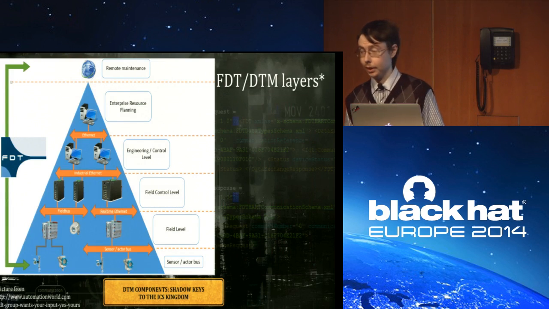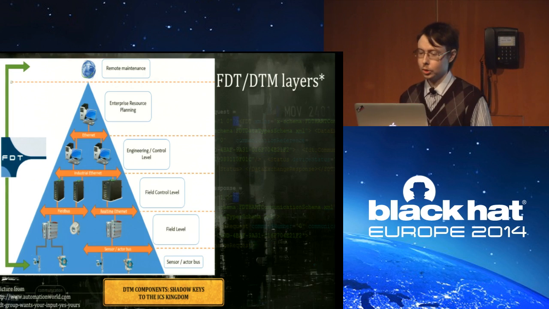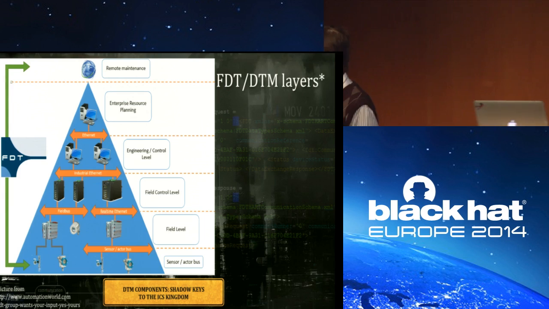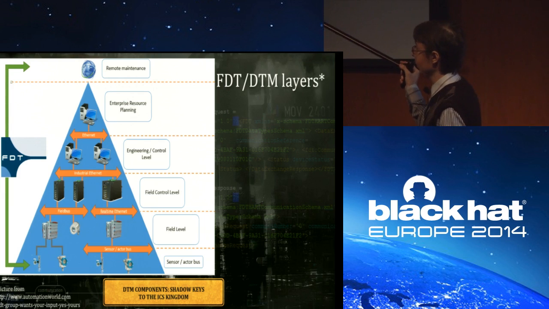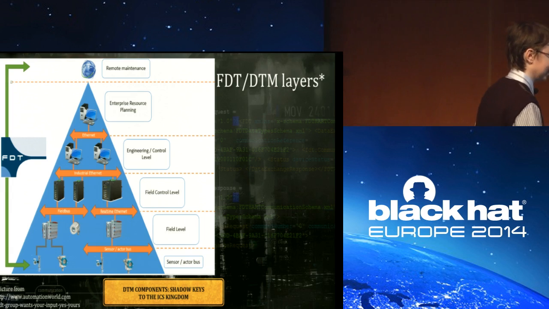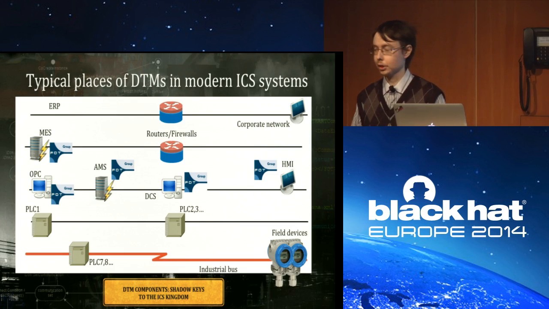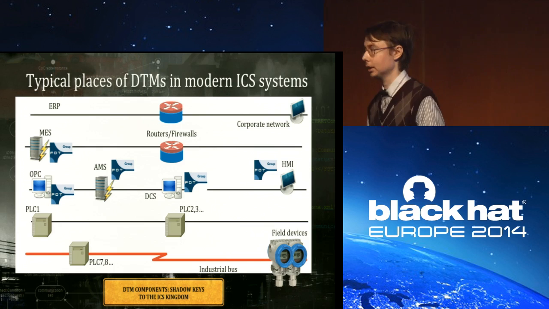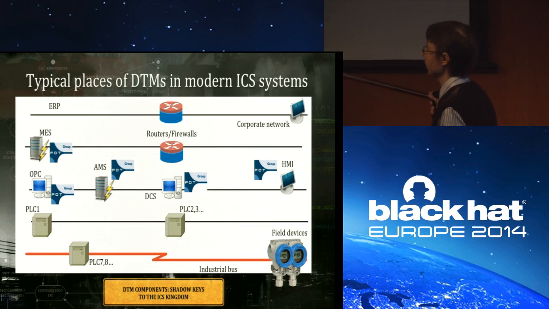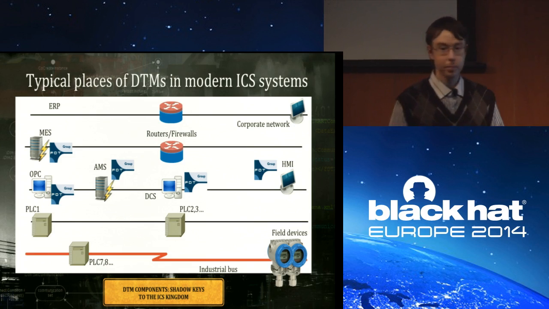According to the FDT Group, the creator and maintainer of the FDT specification, FDT covers almost all levels of the plant, from the field level, from the sensor and actuator bus, up to the enterprise resource planning systems on the upper levels of the ICS infrastructure. And on the slide you can see exact places in the ICS infrastructure where DTM components or FDT containers exist. It's OPC, OLE for Process Control, plant asset management, AMS or PAS, distributed control systems, human-machine interface, and manufacturing execution system, MES.